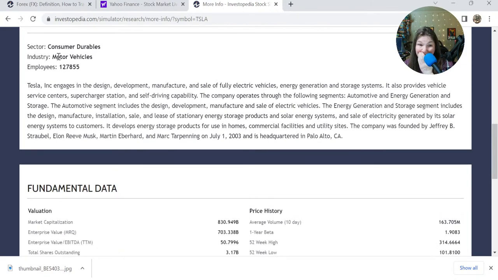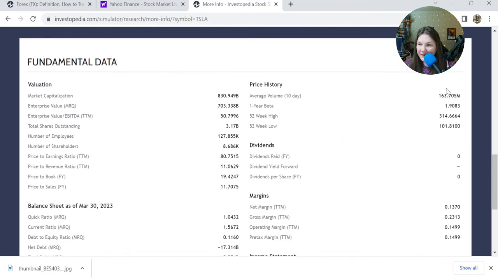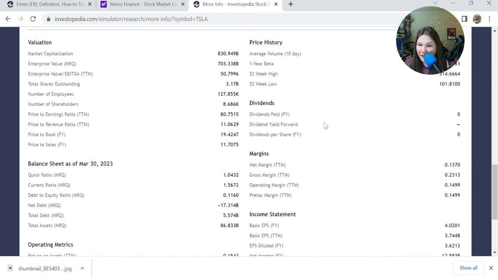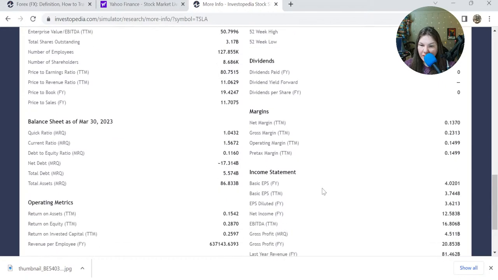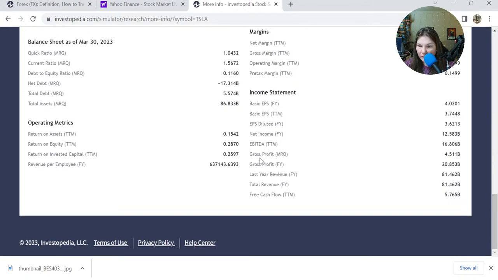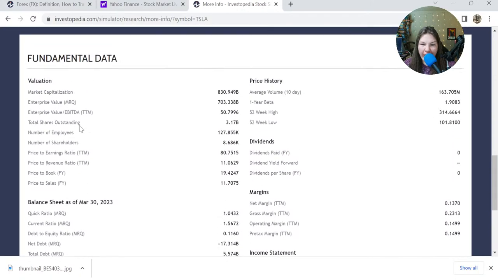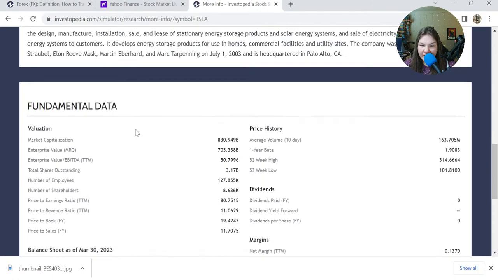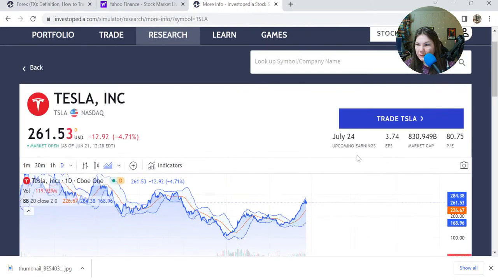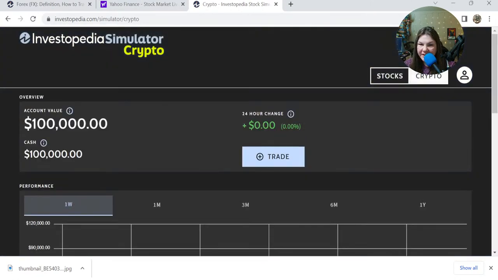How many employees, and all of its beta, its dividends. They don't do dividends. Okay, fundamental data, that's for fundamental analysis. We could check out crypto.